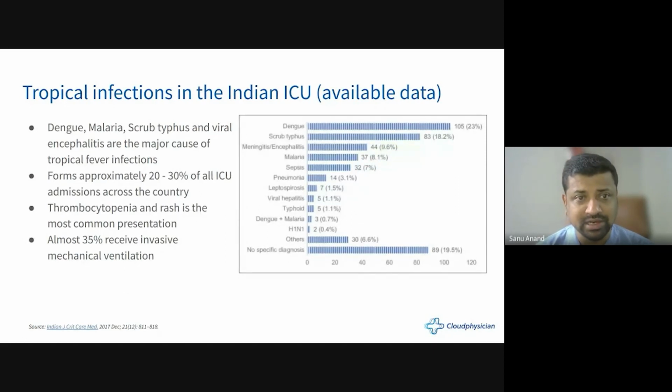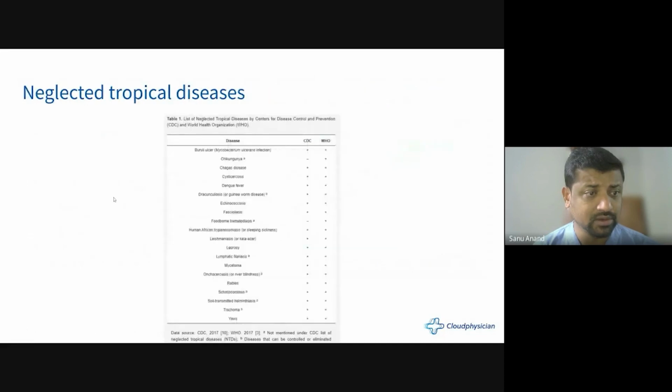This data might have been skewed because of the poor representation of more resource-rich states in the country. So a realistic picture may be something like 20%. But nonetheless, it's an alarming number that almost 35% of Indian ICU patients with tropical infections get intubated.